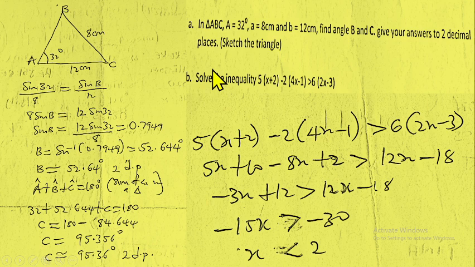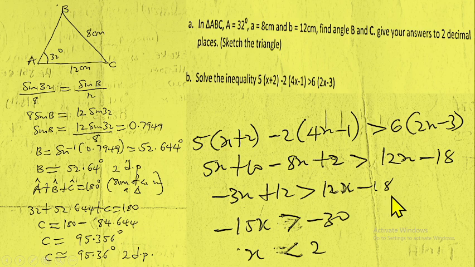Then for part B, we have to solve these inequalities. We have 5 times (x plus 2) minus 2 times (4x minus 1) greater than 6 times (2x minus 3). All you need to do is to open the bracket first. That gives 5x plus 10. Multiply the 2 into the bracket as well: minus 8x plus 2. Greater than 6, open the bracket, you have 12x minus 18. Then let's collect like terms on the left hand side. You have 5x minus 8x, that gives us minus 3x. 10 plus 2 gives us 12, greater than 12x minus 18.